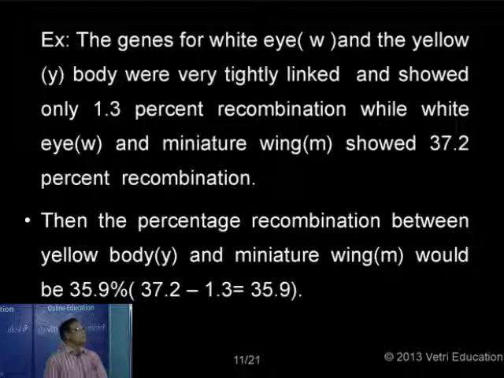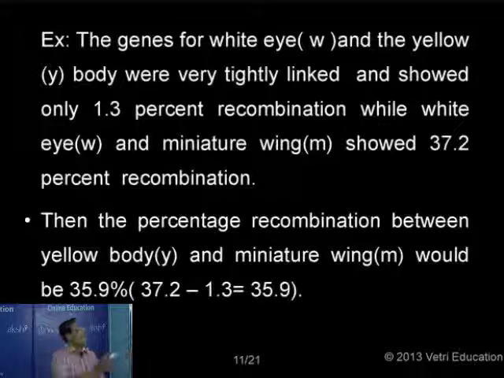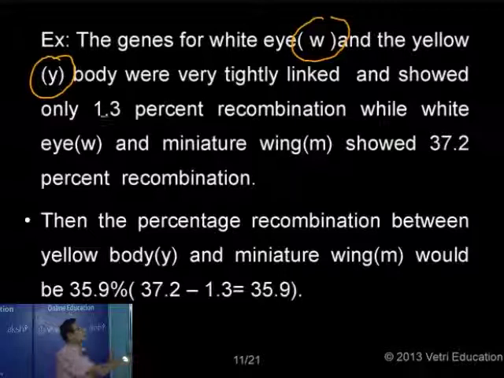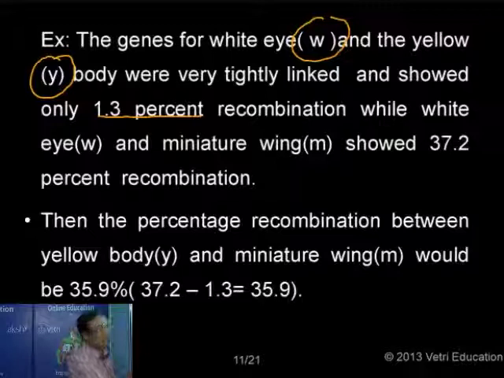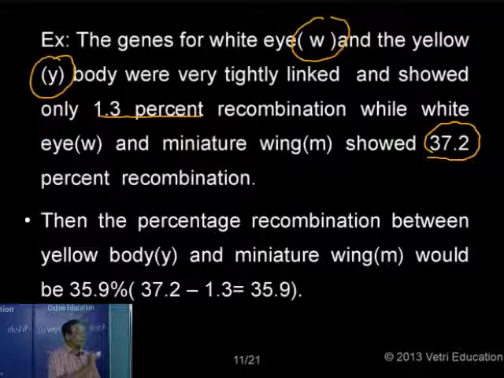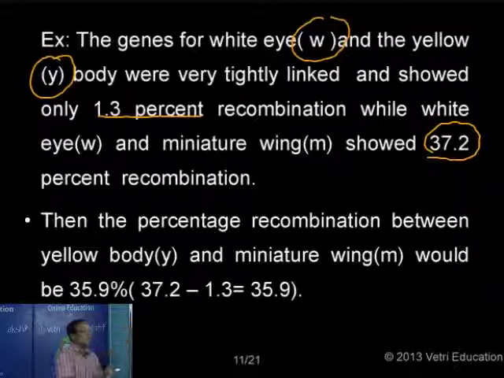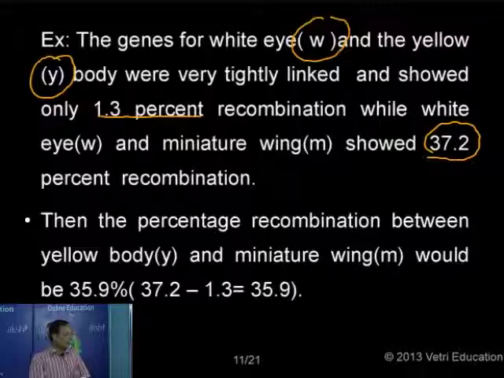So, here the genes for white eye and the yellow body were very tightly linked. These two genes are tightly linked and showed only 1.3% recombination, while the white eye and lineage gene showed a high frequency of 37.2%. So between the eye color and lineage gene, 37.2%, and between the eye color and the body color, the recombination frequency is 1.3. So from these two values we can calculate, for example, what is the percentage recombination between the lineage gene and yellow body?